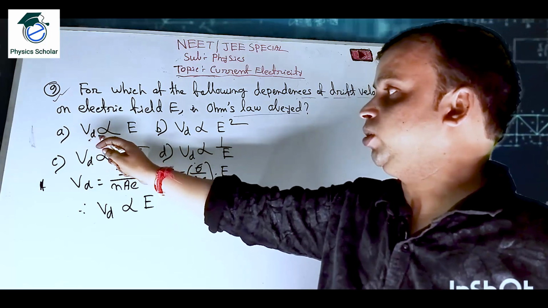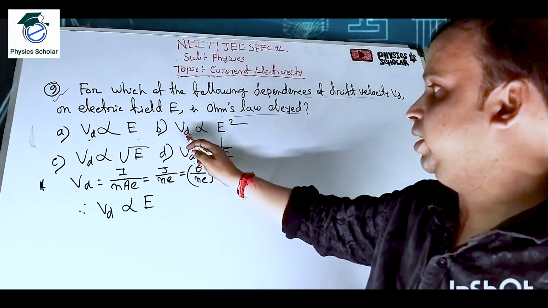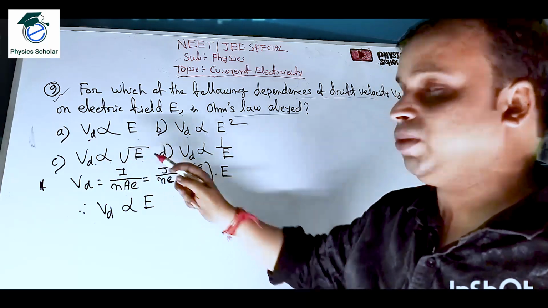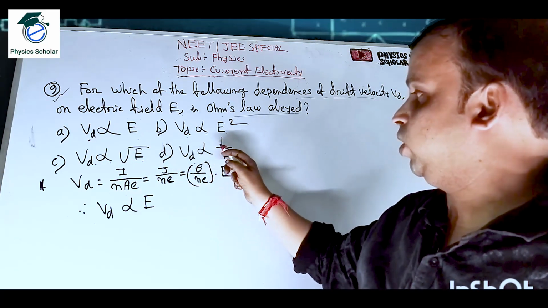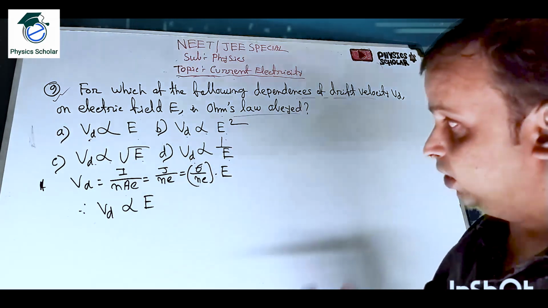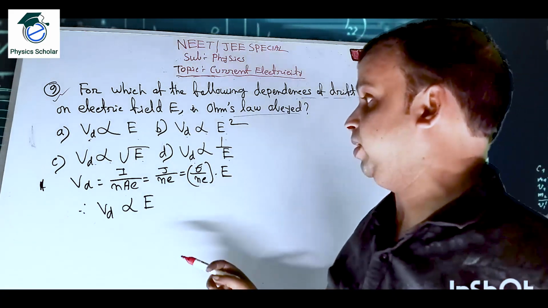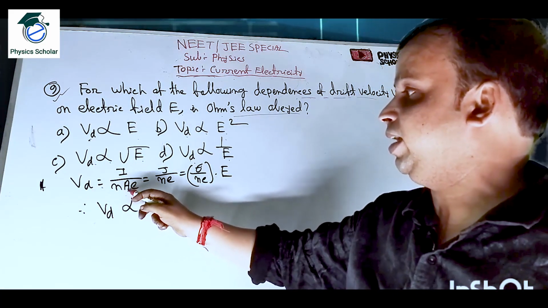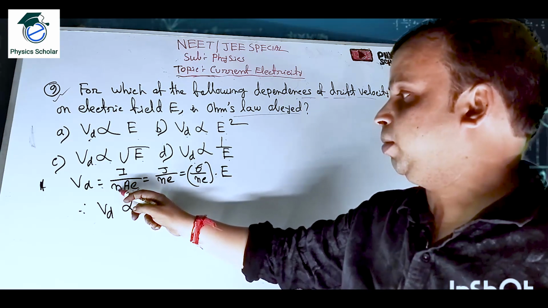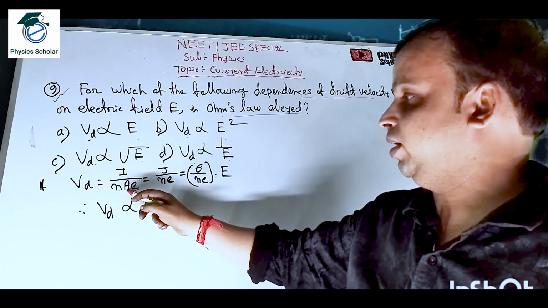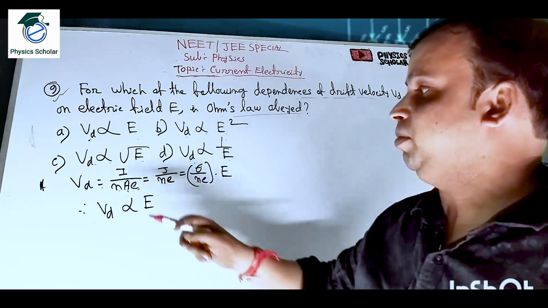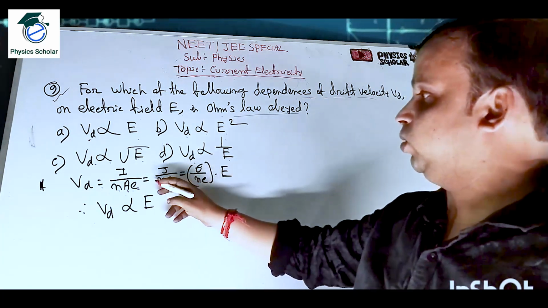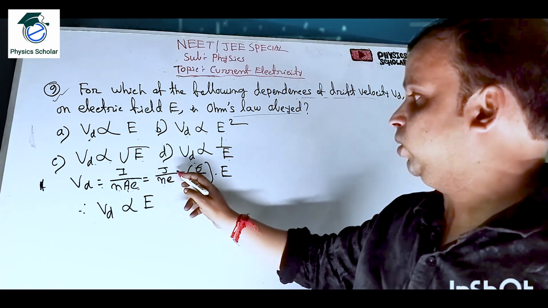Drift velocity is proportional to the electric field. Drift velocity is proportional to the electric field square. Drift velocity is proportional to the square root of the electric field, and drift velocity is proportional to 1 by electric field, that means the reciprocal of the electric field. Now drift velocity Vd is equal to I by N A e, where N is the number of electrons, A is the cross sectional area, and e is the charge of each electron. Clear? Now it is J by Ne.